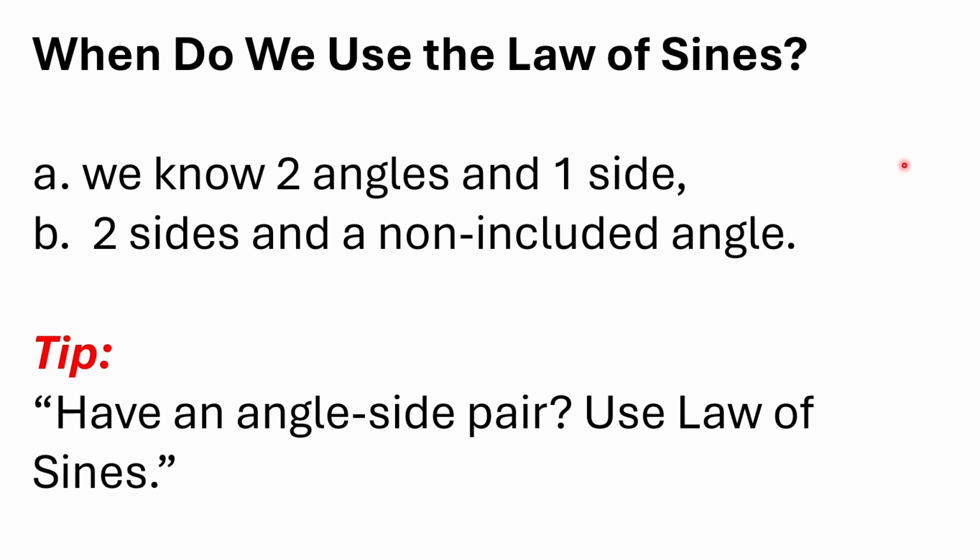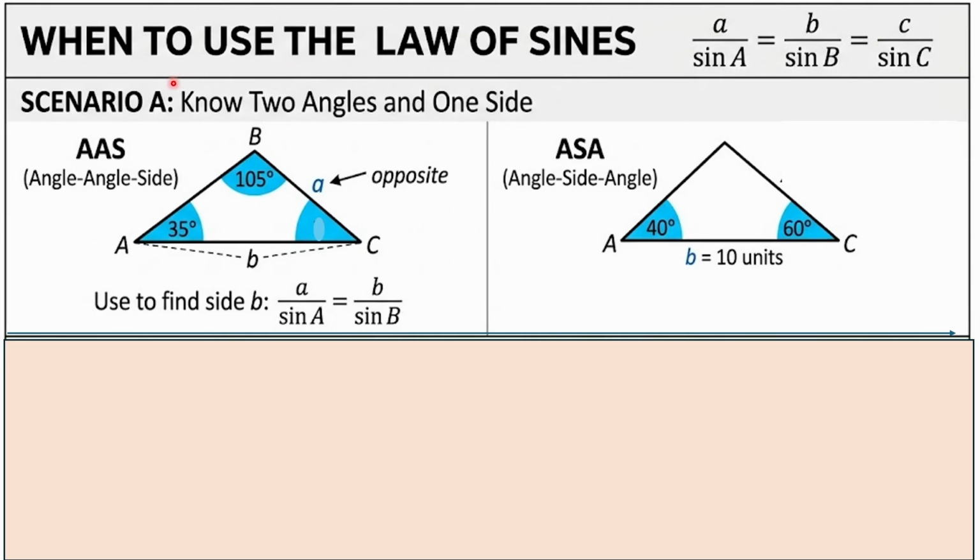When do we use the law of sines? We usually use the law of sines when A, we know two angles and one side, and B, we know two sides and a non-included angle. Now, here's the tip. If you have an angle-side pair, then use the law of sines.